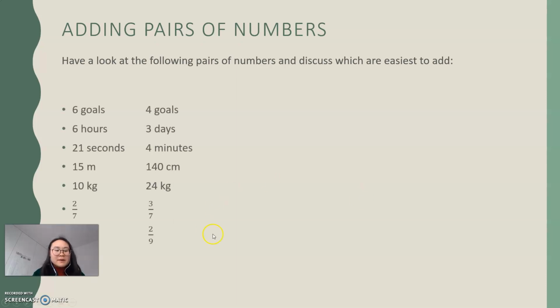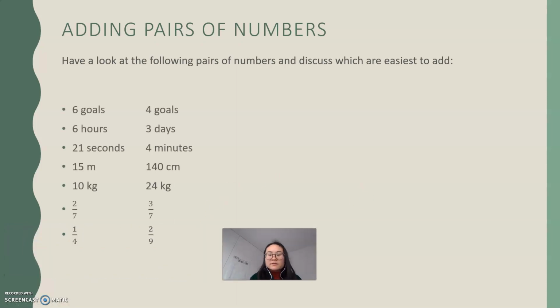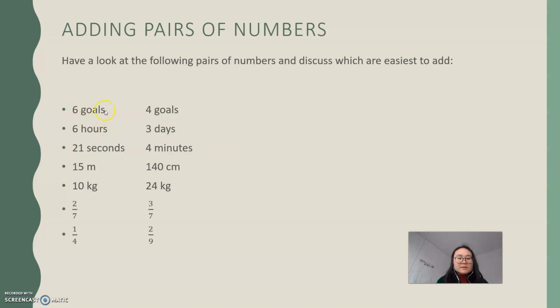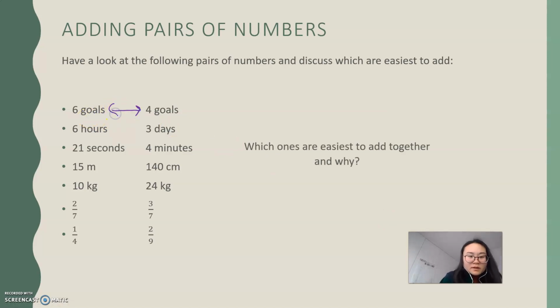Okay, so before I step through it with you, I just want you to have a think about these pairs of numbers here. Look horizontally, so that's one pair there, that's one pair there. So 6 goals and 4 goals, is that easy to add, or is it easier to add 6 hours and 3 days, or 21 seconds and 4 minutes? I want you to pause this video and have a think about these examples. Which one's the easiest to add together and why? Okay, good.